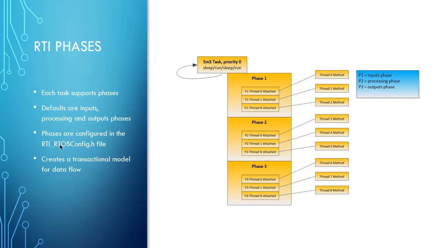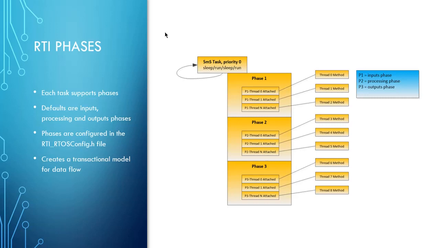Now, these are configured in the RTI RTOS config.h file, and you can go there and add phases if you wish, rename them, reduce them, whatever you want to do. But the concept is to be able to make sure that things are processed in the order that you need them to be processed. So for example, if you have a process that needs to get a fresh sample of, let's say, an A to D channel, and then process it, and then the result of that processing becomes an output response, maybe a change in PWM or something along those lines.